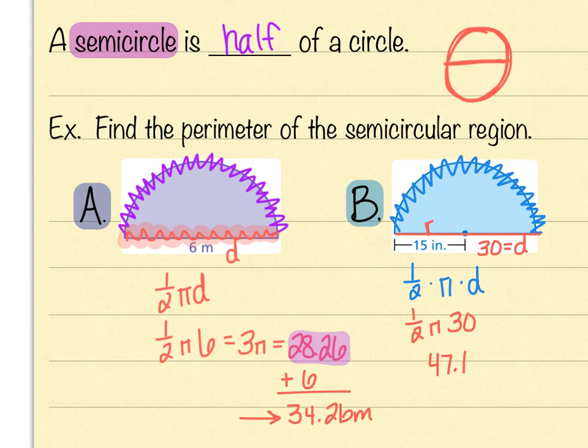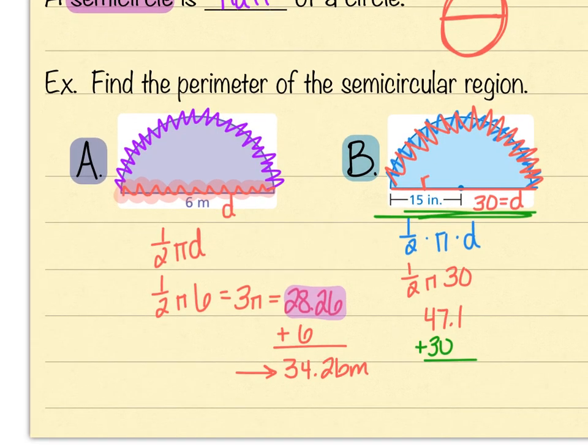But again, that's only going to give me this distance here, that it goes around the circle, but not the distance across the circle. I know the distance across the circle is 30 inches. So I'm going to add 30 inches onto that, and that's going to give me a final answer of 77.1 inches.